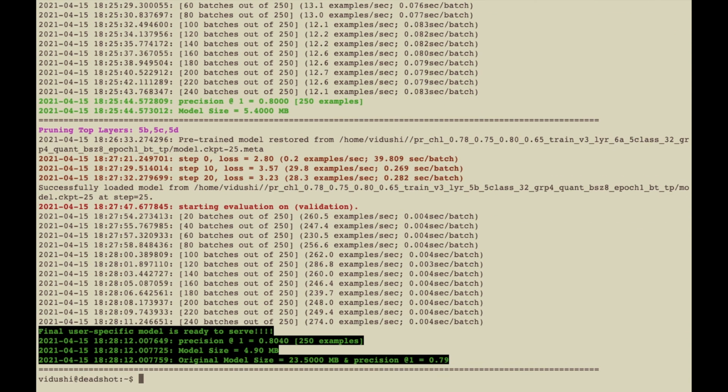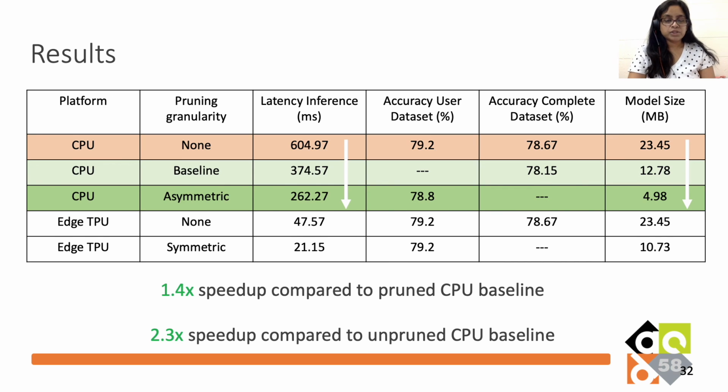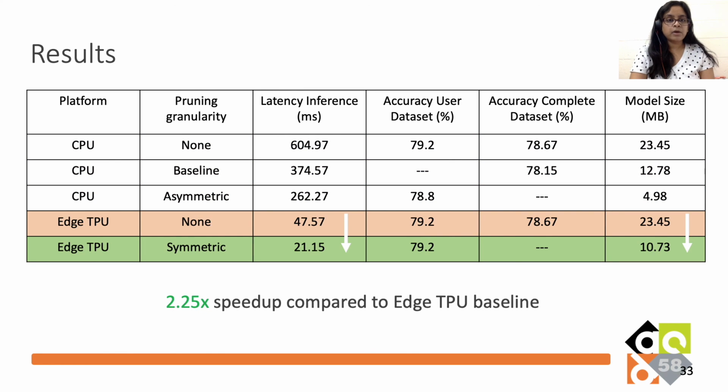Validation on the final user-specific model gives a final accuracy of 80% with a model size of 4.9 MB compared to an original model of 24 MB with 79% accuracy. We show that we can achieve 1.4x speedup compared to the user-agnostically pruned CPU baseline and a 2.3x speedup compared to the unpruned CPU baseline, while reducing the model size to 5 MB from 23 MB and keeping the accuracy drop within 1%. For the HTPU system, we achieve a 2.25x speedup with 2.3x model size reduction and no accuracy drop.